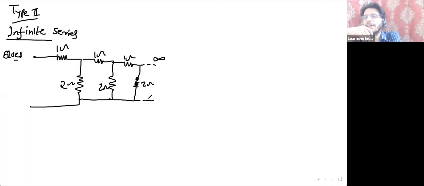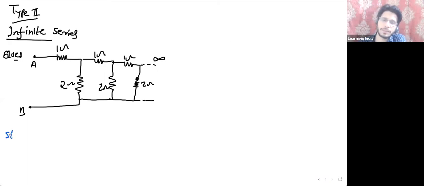So the first very natural answer to this question is that resistance should be infinite. But it won't be, because this is a series as well as parallel combination. In series, resistance increases, but in parallel, resistance decreases. So it's a combination of series as well as parallel. So resistance will increase as well as decrease. So the net resistance will not be infinite. You will have some finite resistance. Now see how to calculate the finite resistance for this type of series. This is infinite series.